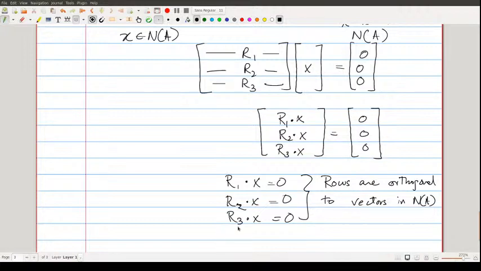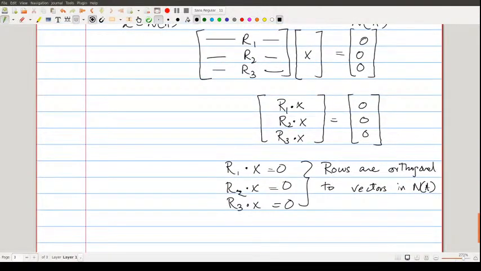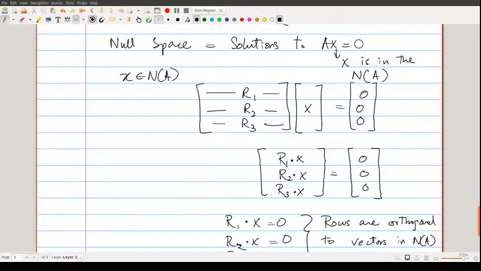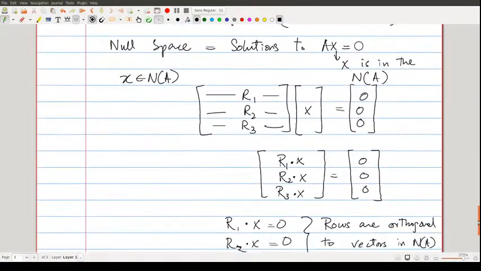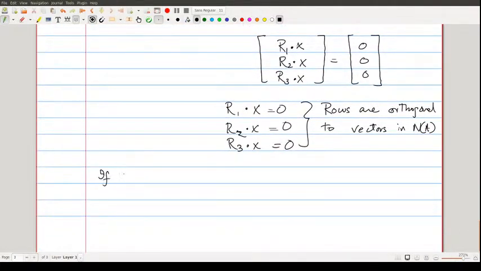Okay, but that's not enough, right? It's not enough because we want every vector in the row space to be orthogonal to x. So far, we only got the rows, but we want all vectors. The vectors in the row space are linear combinations of the rows. So if V is in the row space and x is in the null space, then V dot x should be equal to 0. This is what we want, really.